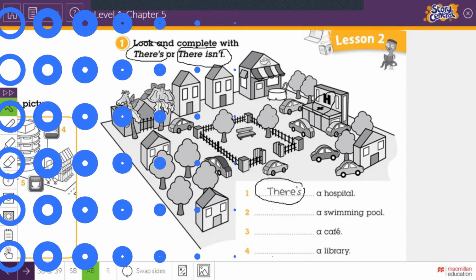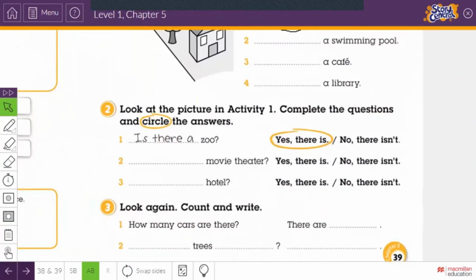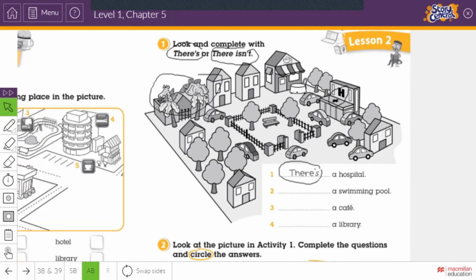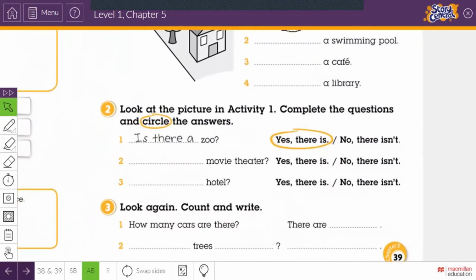Now, let's move to activity 2. Look at the picture in activity 1. Complete the questions and circle the answers. For example, number 1, zoo. Nah, as I said before, if you want to ask apakah ada kebun binatang seperti itu, you can say, is there a zoo? Okay, let's see. Is there any zoo here? Yeah, the zoo is here. Karena ada, so we can say yes, there is.